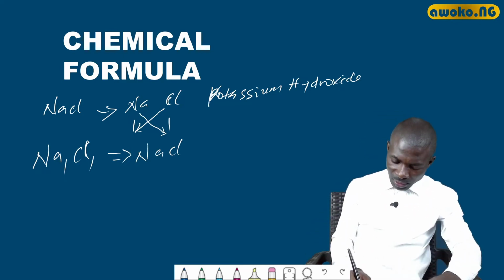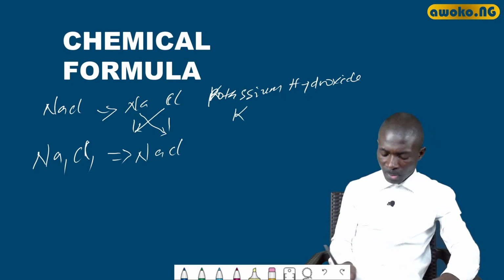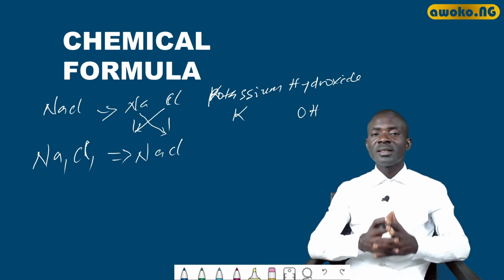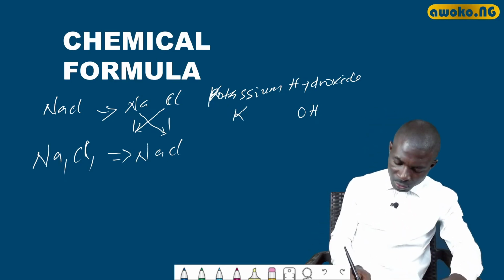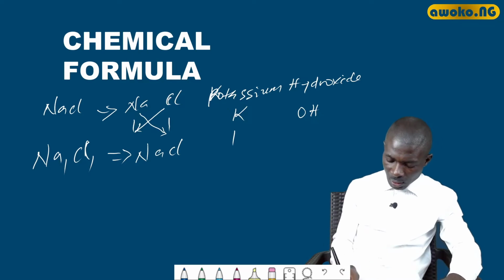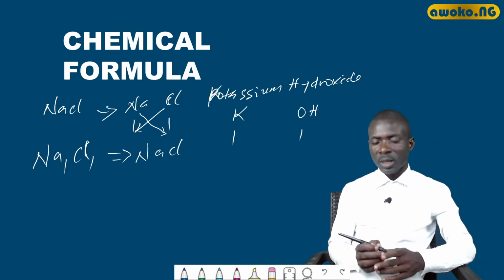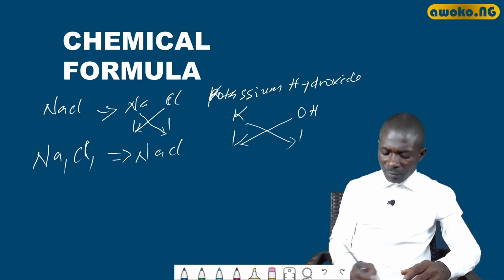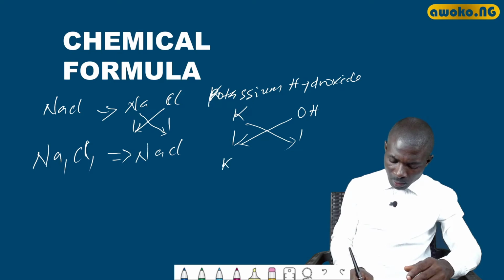So here we have potassium ion written with K here and hydroxide ion OH. The next thing we put into consideration is the valencies of these 2 ions. So here we have the valency of potassium as 1 and the valency of hydroxide as 1. While the next step here is to interchange the valencies. Now having interchanged the valencies, we will now have something like K1OH.